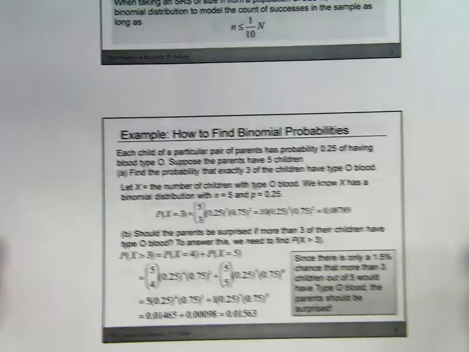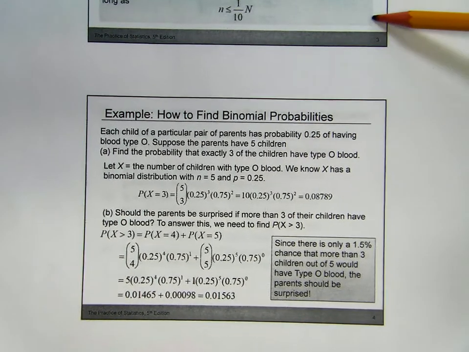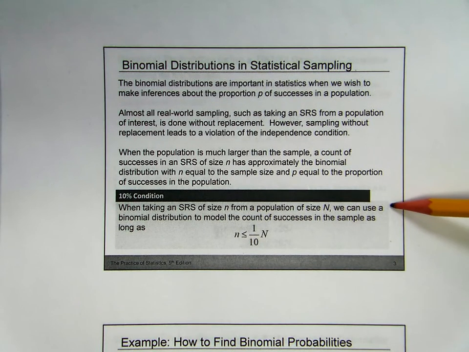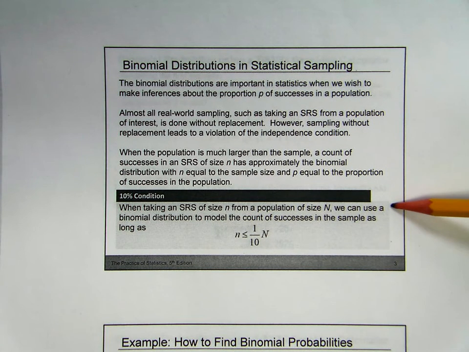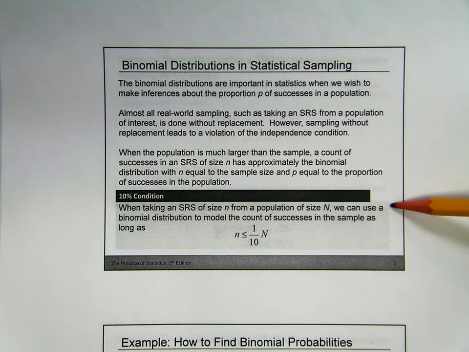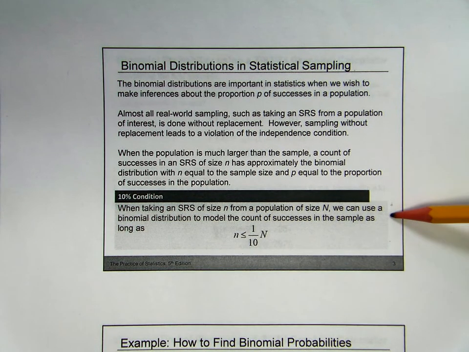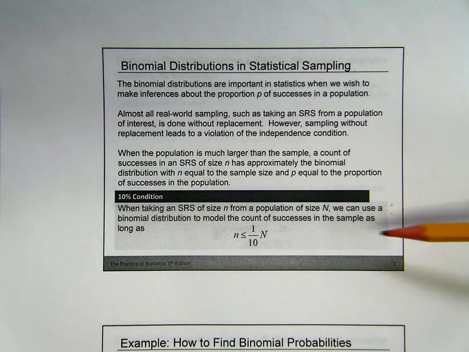All right, I guess we don't need to hash out this again. I already mentioned it on the previous slide. A very common thing that happens in the real world of statistics is you're in situations that involve sampling without replacement. If you're sampling without replacement, you have to make sure that you're not sampling more than 10% of the population size.